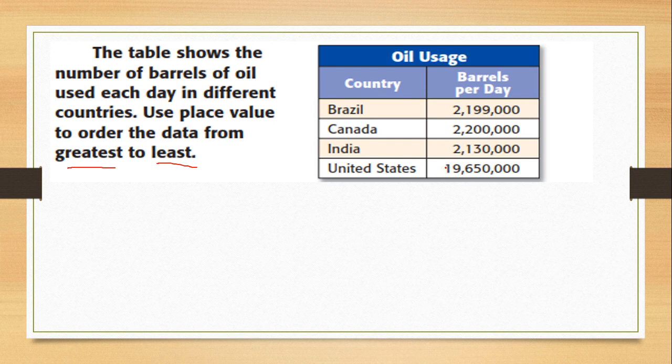And let's look for the last one, United States. Let's count together. 1, 2, 3, 4, 5, 6, 7, 8. So here it's 8 digits, but the other countries were 7 digits. So we look for the greatest one. So that will be number 1.